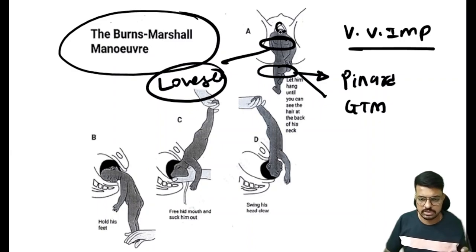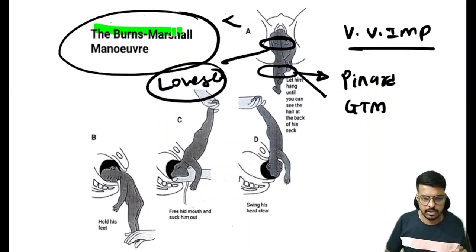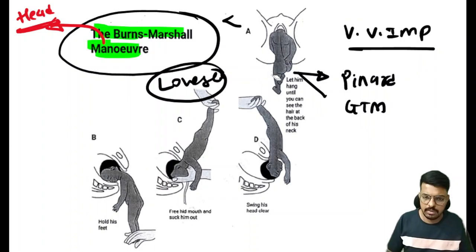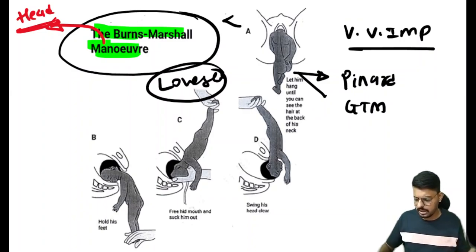Now the head is inside. One maneuver to deliver the head we have studied, that is the malar flexion and shoulder traction, or the Mauriceau Smellie-Veit technique. And one more technique we have here to deliver the head of the baby, that is the Burns Marshall technique. So the Burns Marshall maneuver is used to deliver the head in the breech presentation. That is very, very important. First, we have to wait for the spontaneous delivery of the head. Because of the baby's weight, the head will come easily because the baby is hanging here, which means the flexion is maintained, so it will be delivered easily, right?